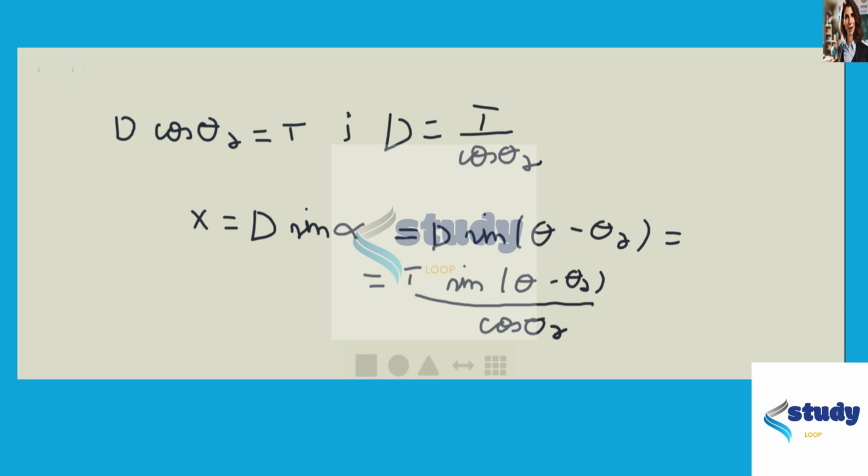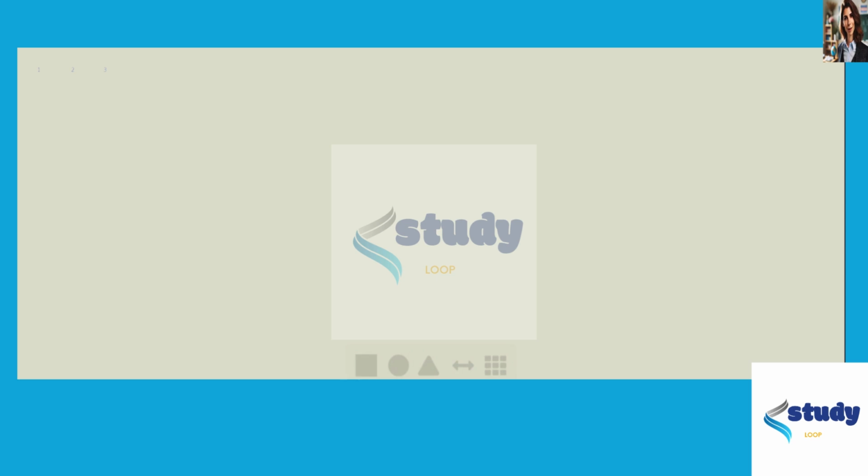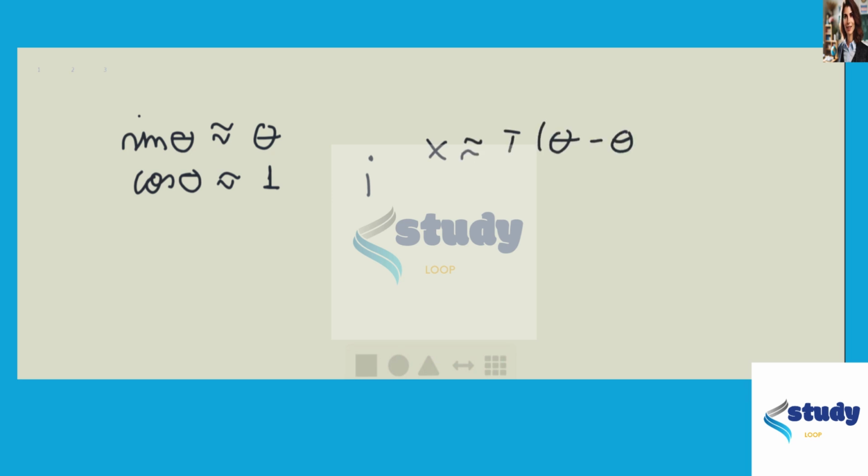So for small angles, we can approximate this by theta minus theta 2. And the law of refraction also applies, and we approximate them. So let's do the approximation. The approximation is that sine of theta is approximately theta. Cosine of theta is approximately 1. So we get that x is approximately t times theta minus theta 2.